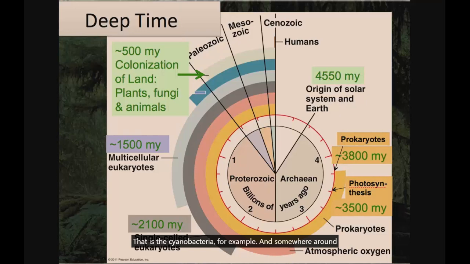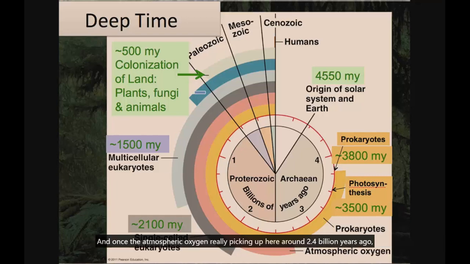And somewhere around 2.5 billion years ago, the atmosphere then increased greatly in its amount of oxygen. So right now, oxygen forms about 21% of the atmosphere. In this early time, there was very little oxygen in the atmosphere, very little. And the oceans had a lot of iron in them.